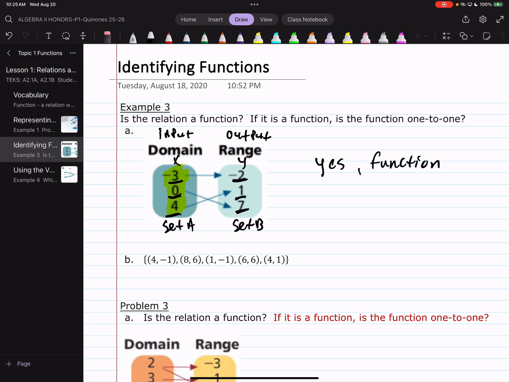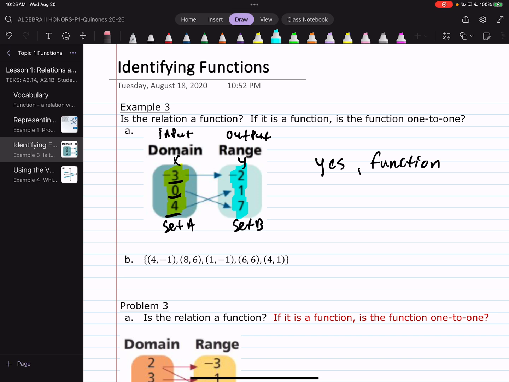Now, in order for it to be 1-to-1, let's reverse. Let's look at the output. I'm going to focus, and I'm just going to erase this. We're going to focus on these three numbers. Imagine if the arrows were flipped for a moment.